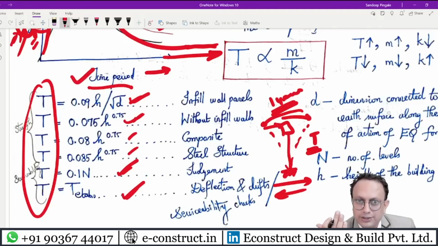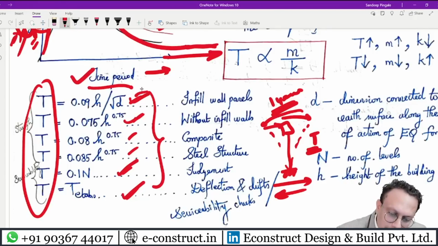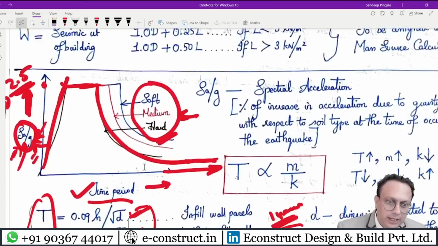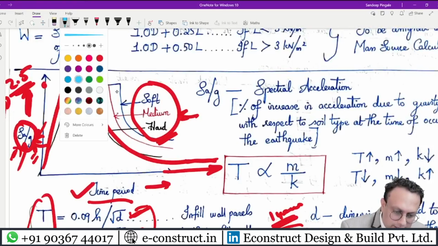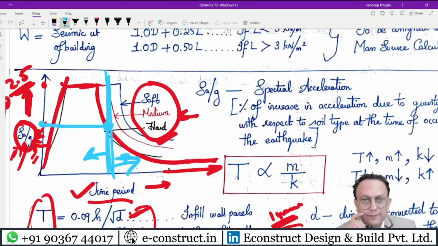If there are 6 answers, the truth is that nobody knows the perfect answer. We try to see that it comes out in a very conservative manner, so that the building will not fall apart from this particular formula. We make sure the yardstick is such that the time period cannot be less than this, it would always be more than this, so that the Sa by g value which I am taking is the optimum value.